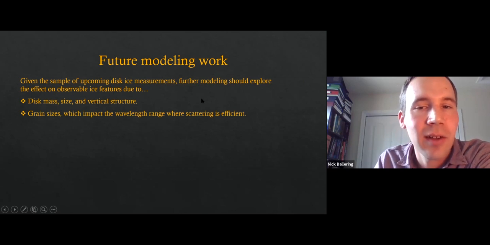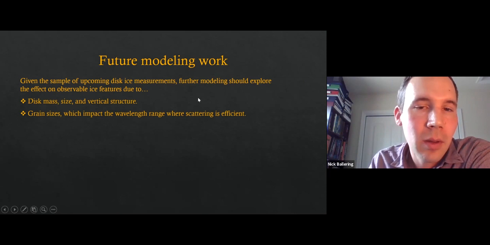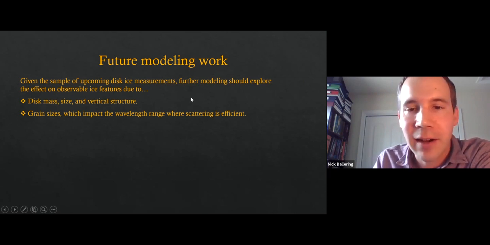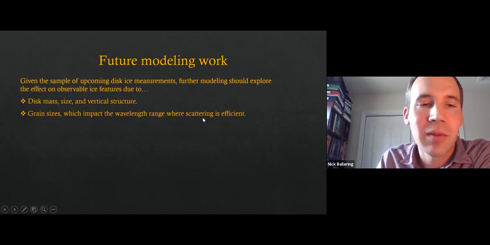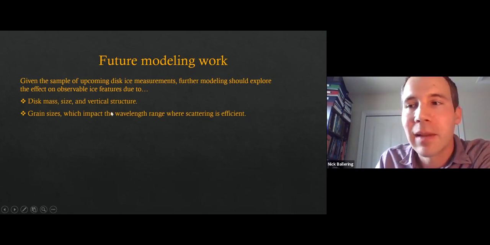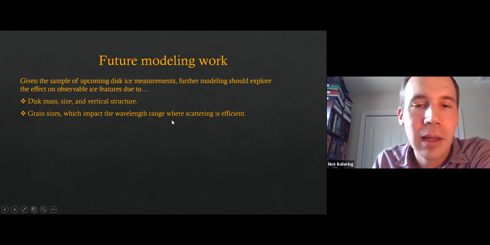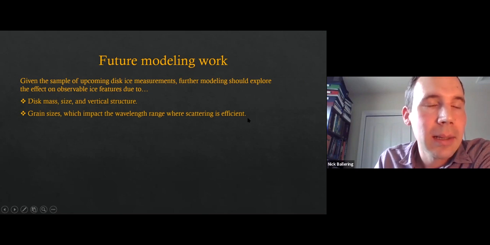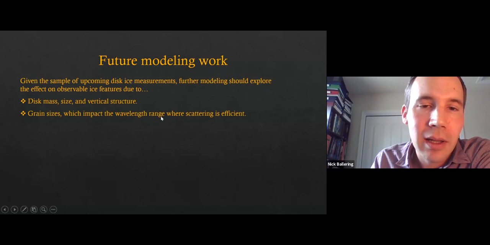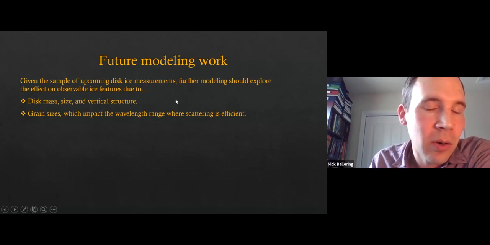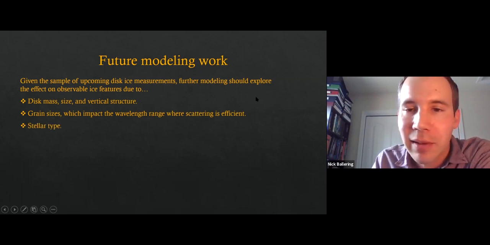Also the grain sizes. This has an impact on which wavelengths are efficiently scattered. So if we increase the size of the small dust grain populations, then that part of the disk that's dominated by scattered light can extend to longer wavelengths. Conversely, for smaller grain sizes, that scattering region will be restricted to shorter wavelengths. So I'm interested to see how that plays out in the features.